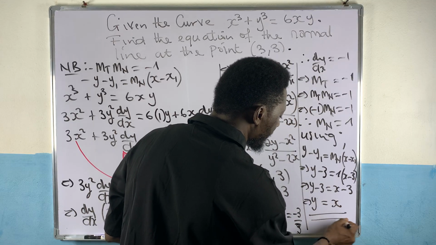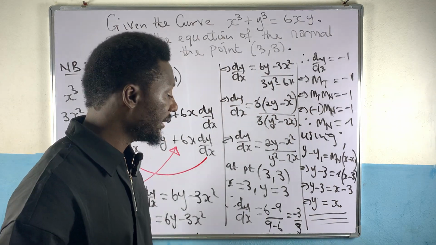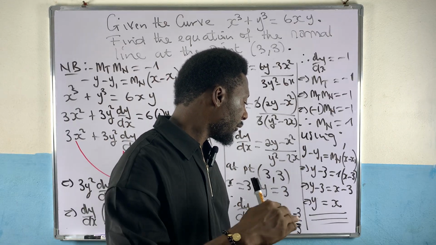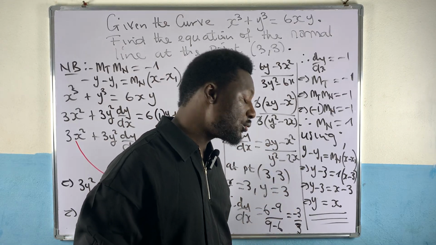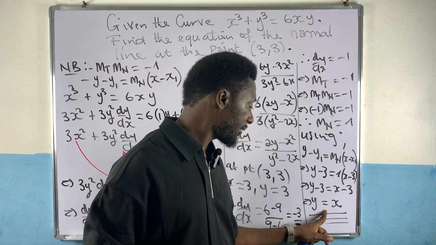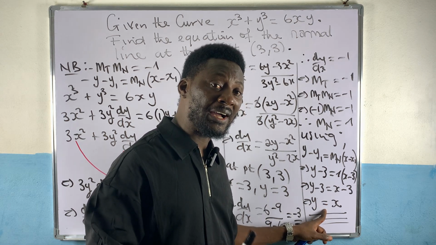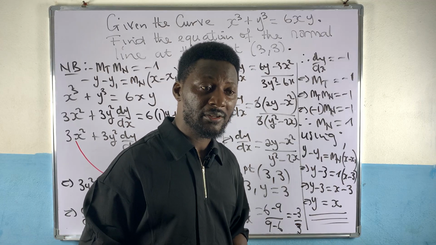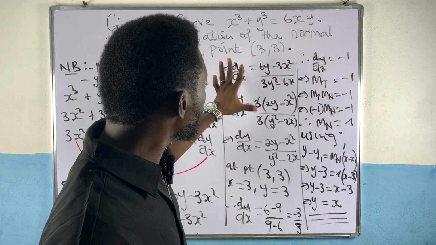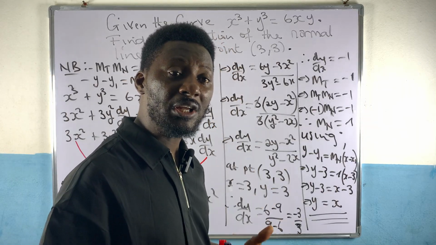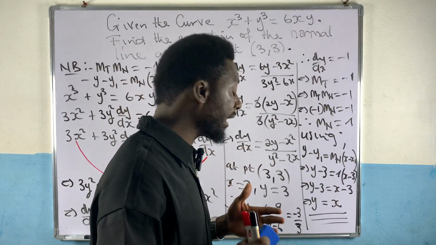So this is the equation of the normal, which is just a line that slopes upward from left to right, passing through the origin. This equation is the equation of a line that passes through the origin and slopes upward from left to right. So that is how you can always apply the knowledge of differential calculus in obtaining the normal to a particular curve.